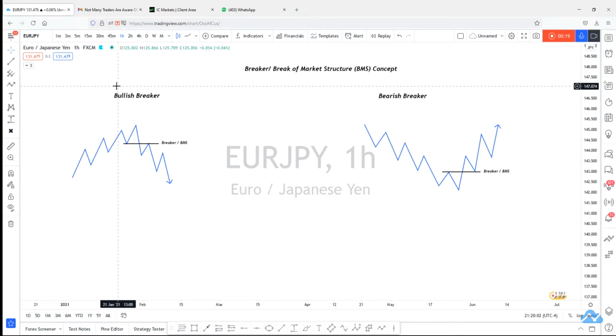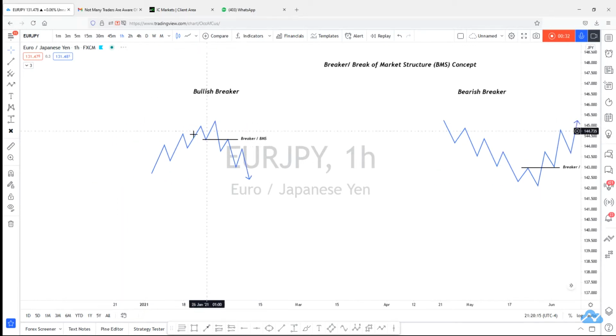Now, what is a bullish breaker? A bullish breaker is a shift of trend. It's a move that breaks the bullish order flow. Like we understood earlier, an order flow comprises higher highs, higher highs, higher highs, and higher lows, higher lows, higher lows. Looking at this particular move, you can see this is an uptrend, a bullish order flow. Now the breaker is the move that takes out the previous low.